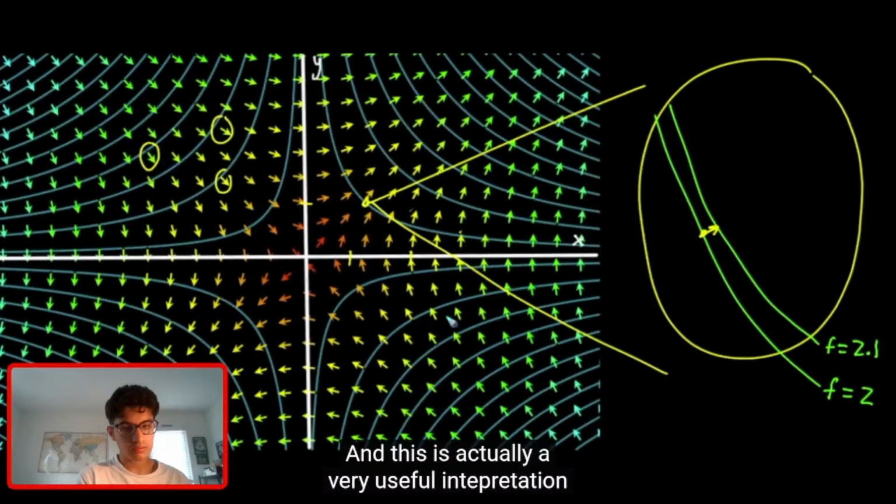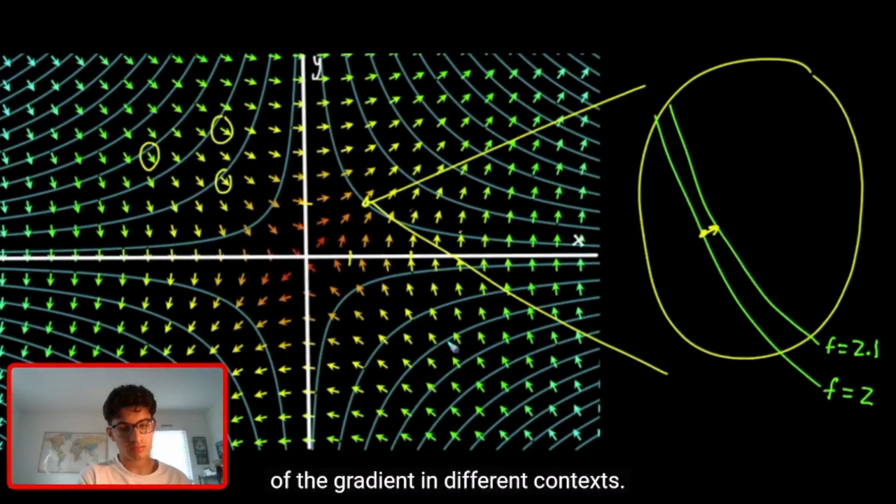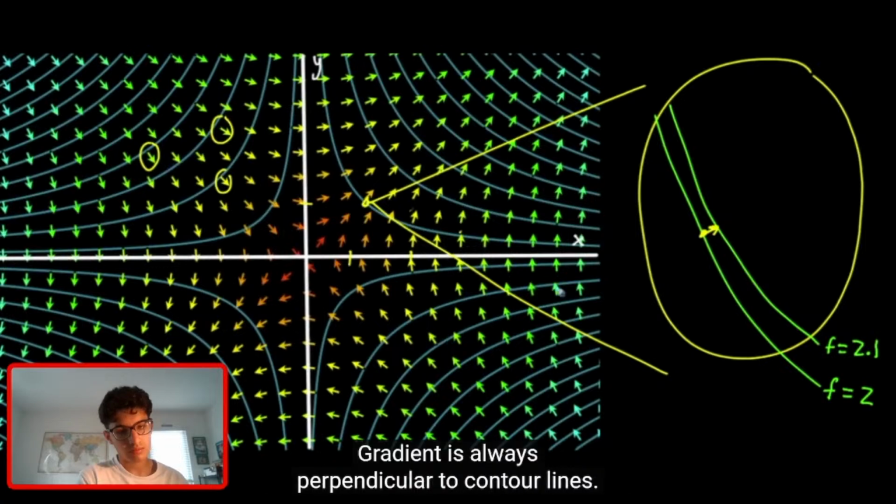And this is actually a very useful interpretation of the gradient in different contexts. So it's a good one to keep in the back of your mind. Gradient is always perpendicular to contour lines.